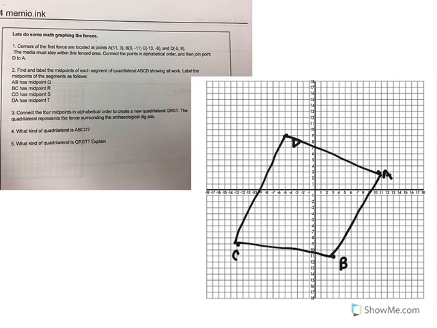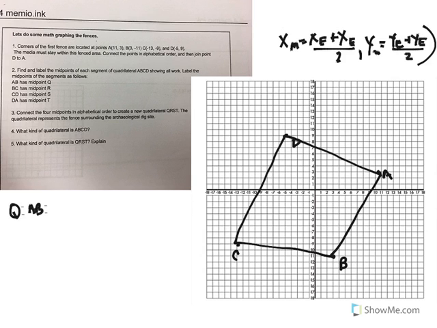It says find and label the midpoints of each segment of quadrilateral ABCD. Okay, so we need to find the midpoint of AB, which is going to be point Q. So we write point Q, AB, and we want to use the midpoint formula. So let's put the formula up here. Okay, so that is our midpoint formula.